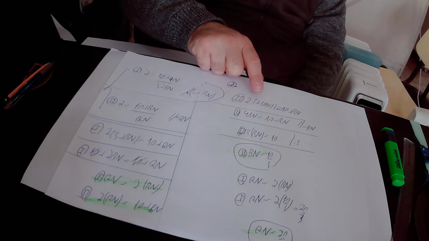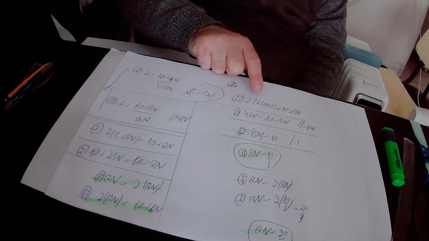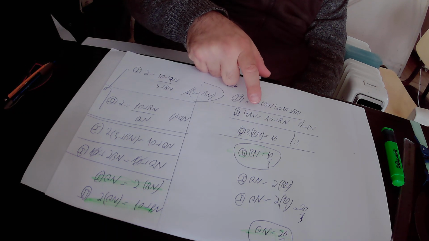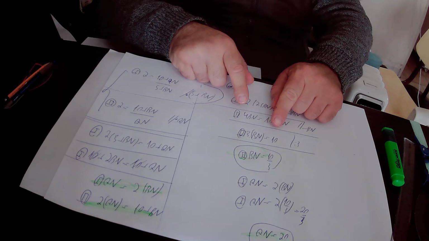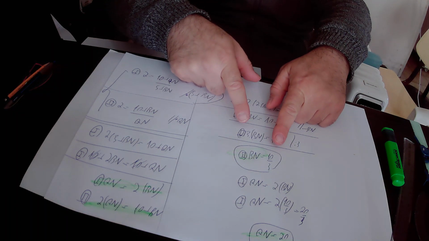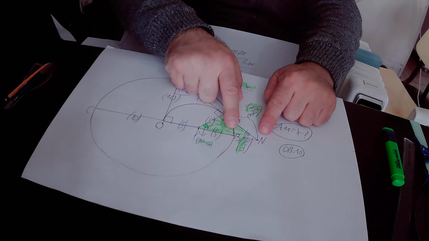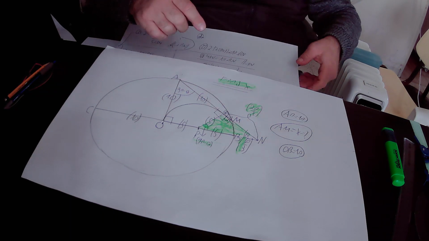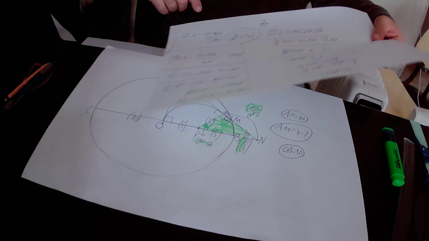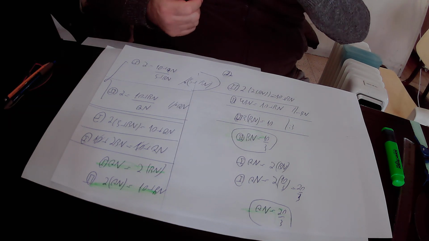Here we subtracted BN from equation number 2, and found that 4BN minus BN is 3BN, so 3BN equals 10. Here we divided equation number 2 by 3, and finally found that BN equals 10 over 3 units in length. This is according to equation number 2, while according to equation number 1, we have already found that QN equals 2 times BN.